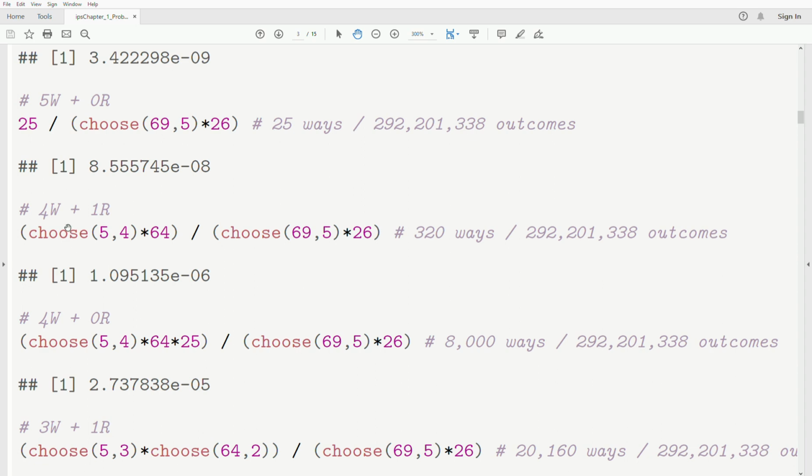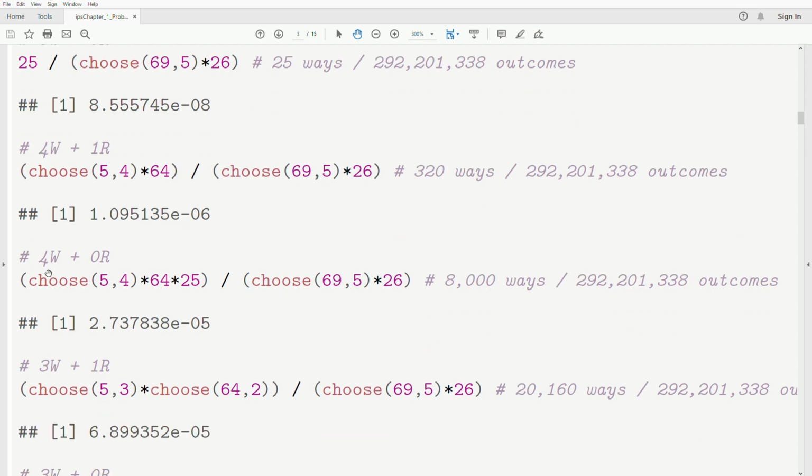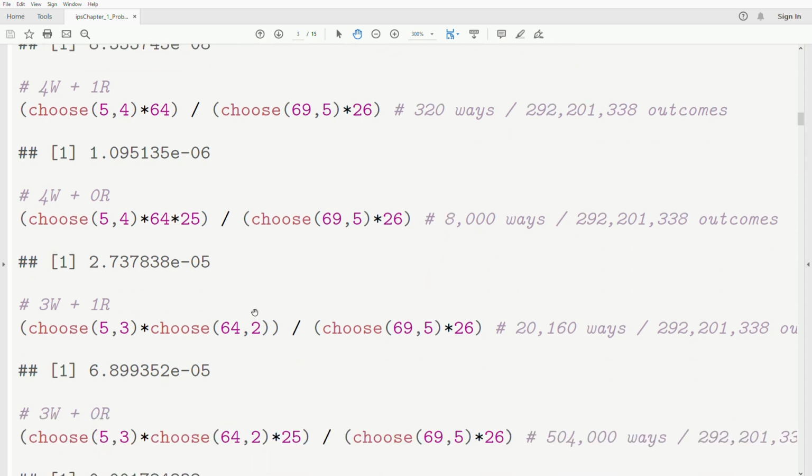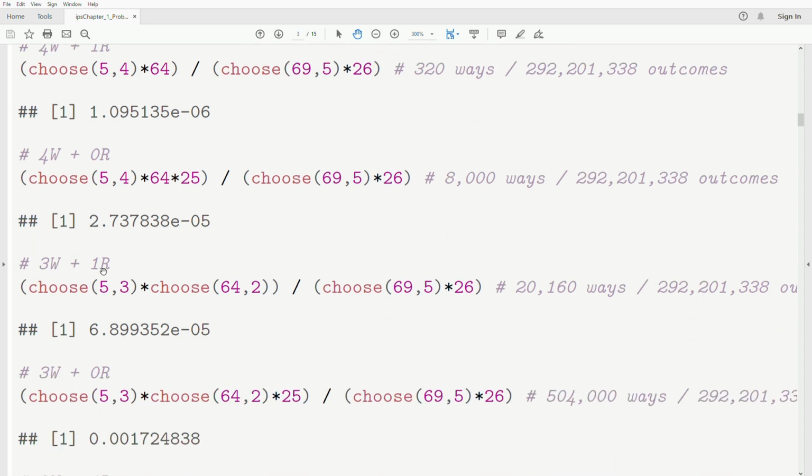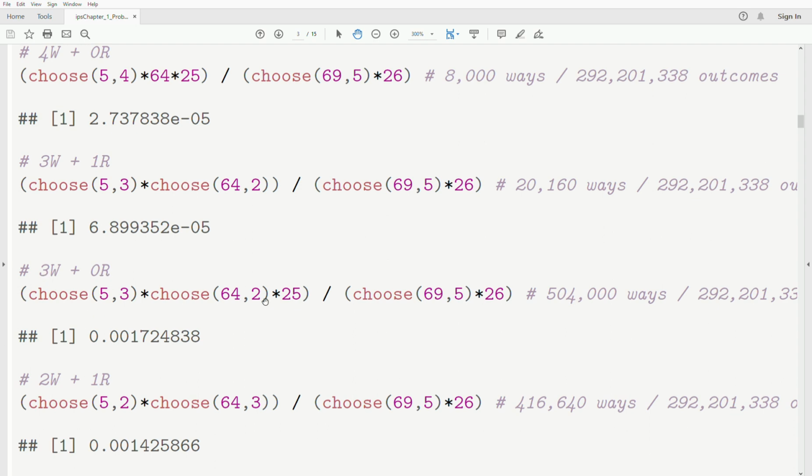And then we'll just go through these sort of quickly. The probability that we match 4 white balls and 1 red ball, well, there's 302 ways for that to happen out of the 292 million, so we assign it this probability. The probability that we match 4 white balls and no red balls is there's 8,000 ways for that to happen out of the 292 million. The probability that we match 3 white balls, 1 red ball is 2,160 ways over the 292 million. 3 white balls, 0 red balls, 504,000. So that's 0.1%.